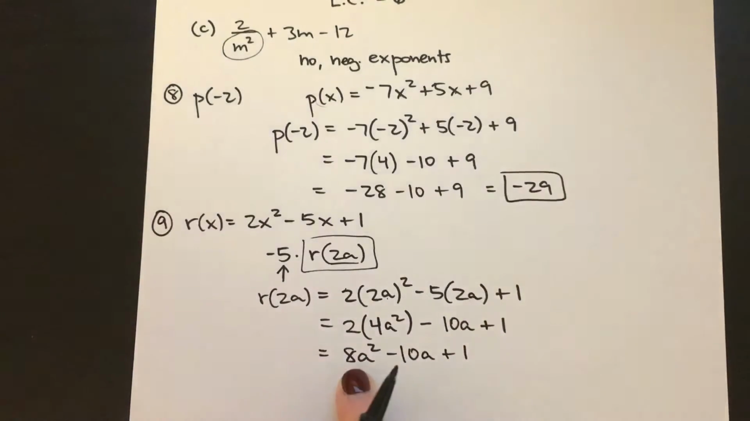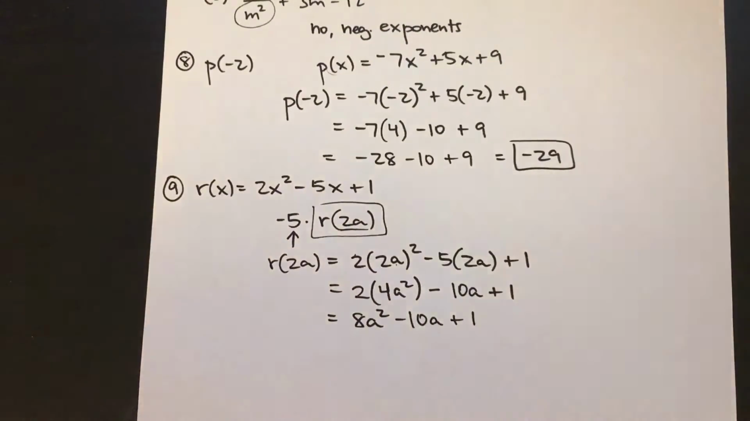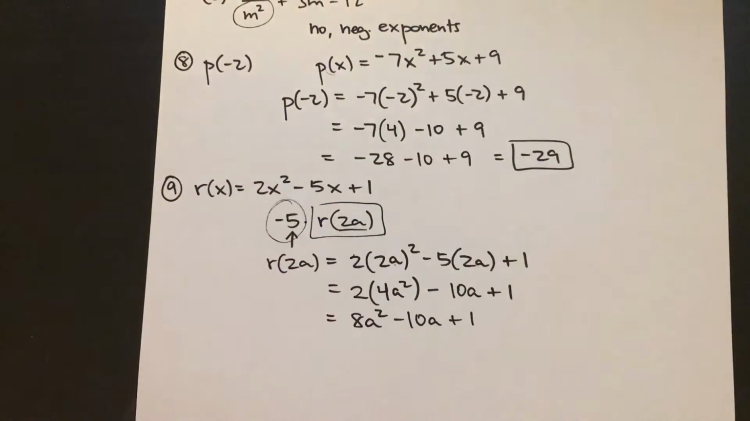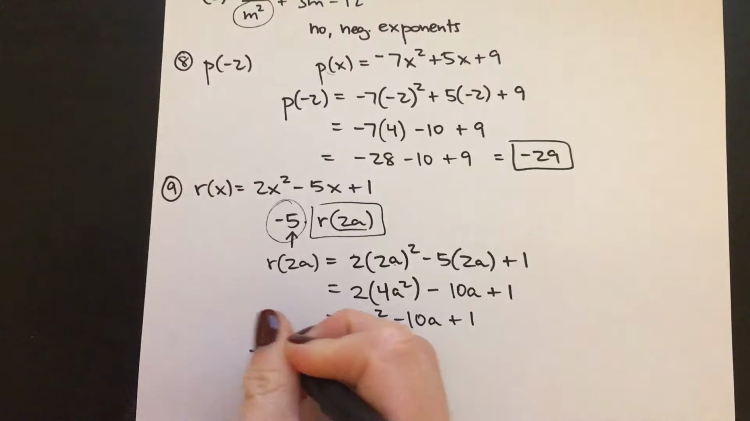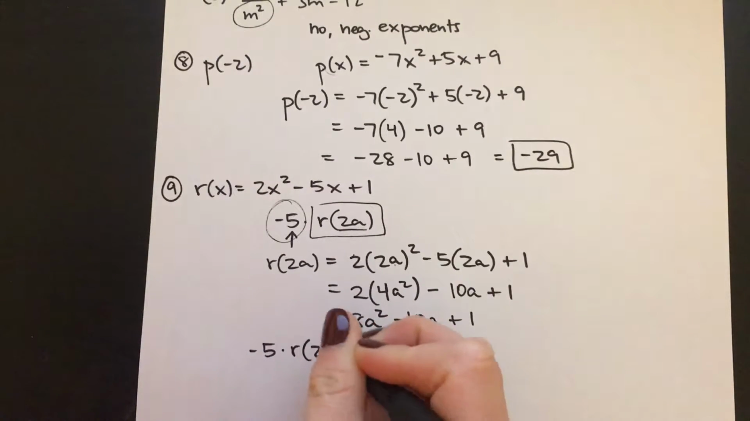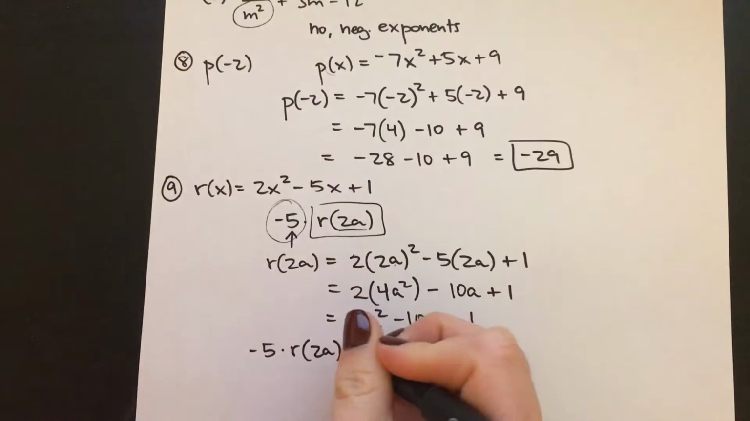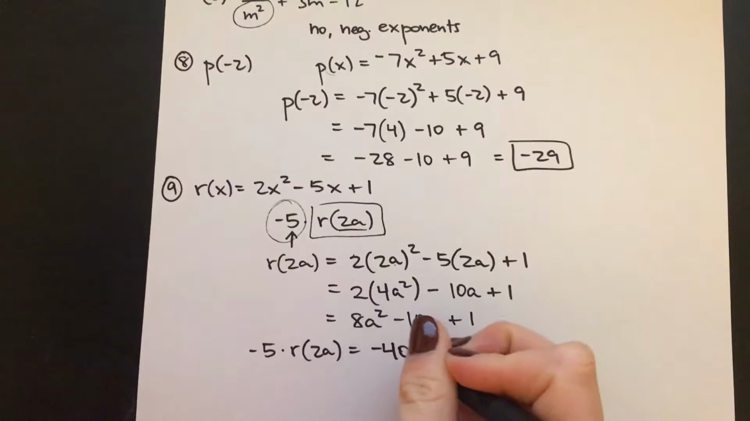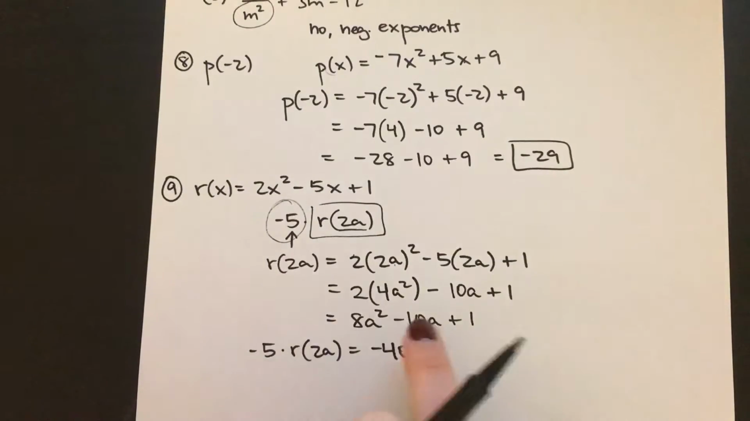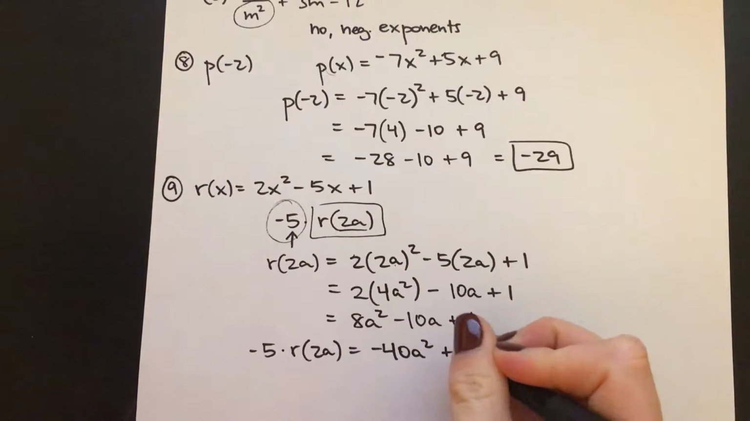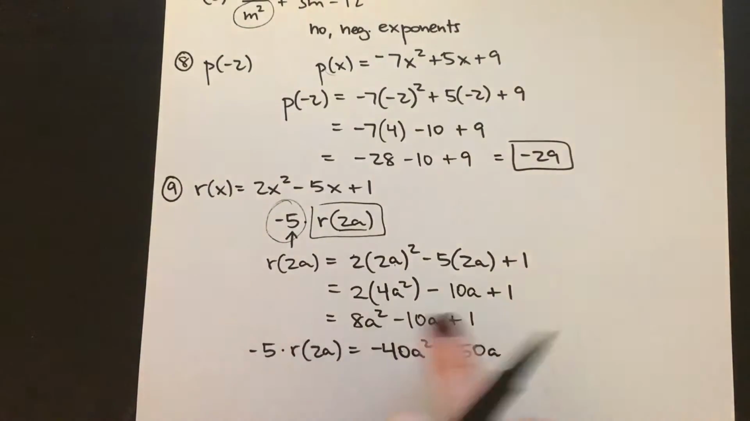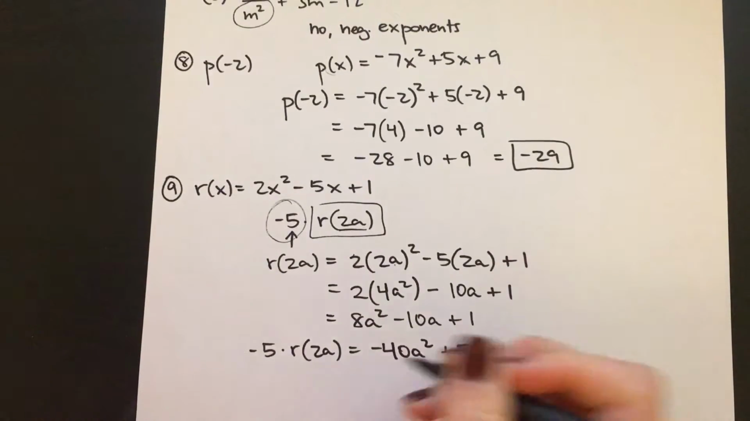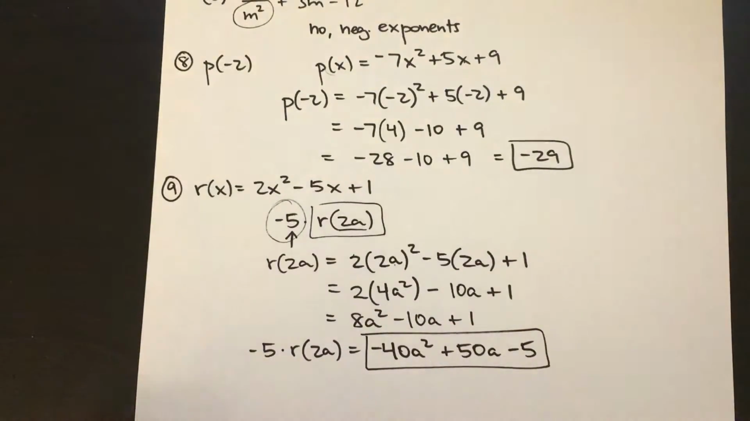Now these are not like terms, so there's nothing I can do to combine them any further, but now I'm going to bring that -5 back in. So now if I multiply everything that I see here by a -5, that'll be my final answer. So multiply this by -5, and I get -40a squared. Multiply this by -5, and I have plus 50a, and then multiply this by -5. So that would be your answer for something like number 9.